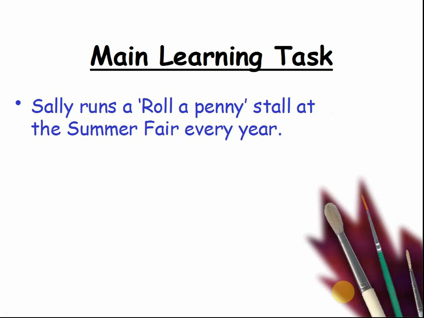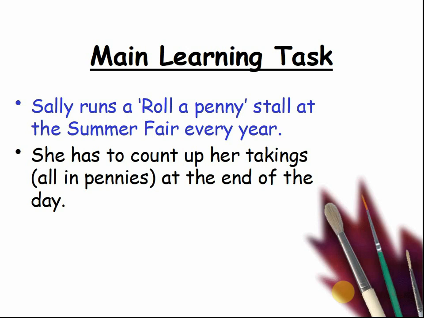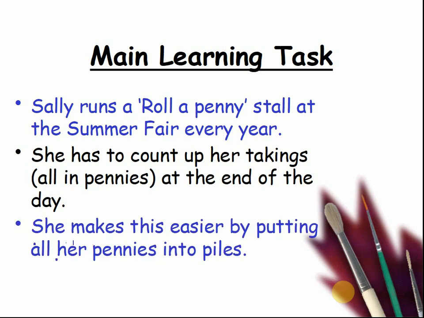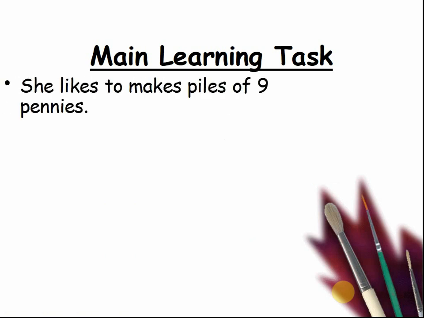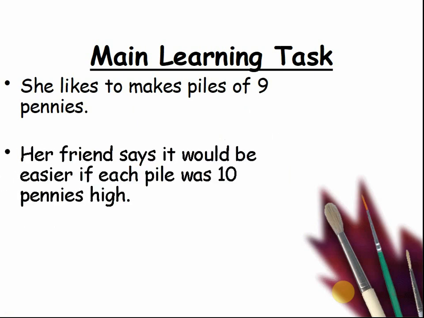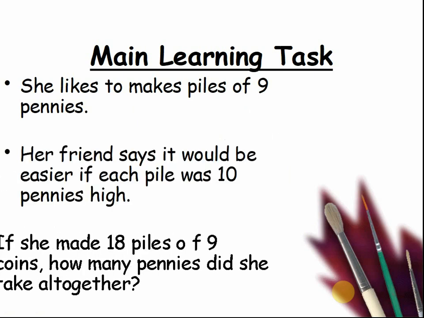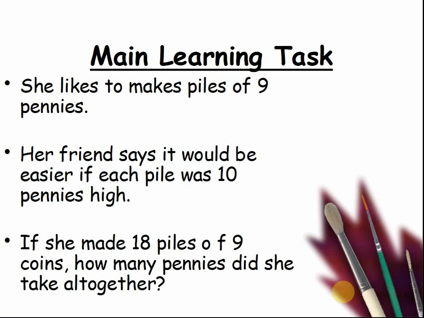Sally runs a roller penny stall at the summer fair every year. She has to count up her takings all in pennies at the end of the day. She makes this easier by putting all her pennies into piles. She likes to make piles of 9 pennies. Her friend said it'd be easier if each pile was 10 pennies high. If she made 9 piles of 9 coins, how many pennies did she take all together? Pause the video and solve the question.